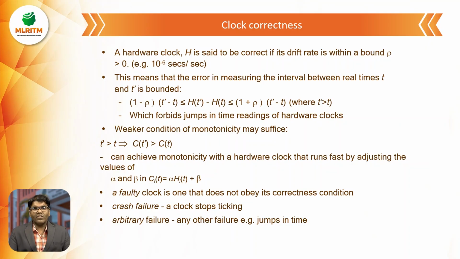A weaker condition, monotonicity, requires that t' > t implies C(t') > C(t). We can achieve monotonicity with a hardware clock that runs faster by adjusting the values alpha and beta in Ci(t) = alpha Hi(t) + beta.